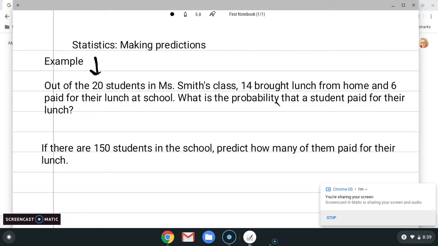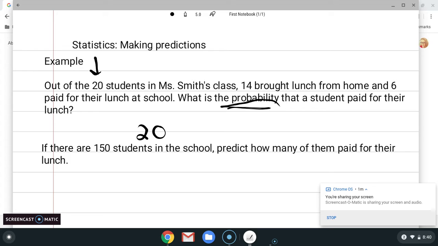The key word here is going to be probability, because that tells you, okay, my answer needs to be between 0 and 1, because those are the only probability answers you could possibly have. So your sample space, again, is 20. I'm going to make that my denominator. The reason why I know it's a fraction is because it said the word probability.